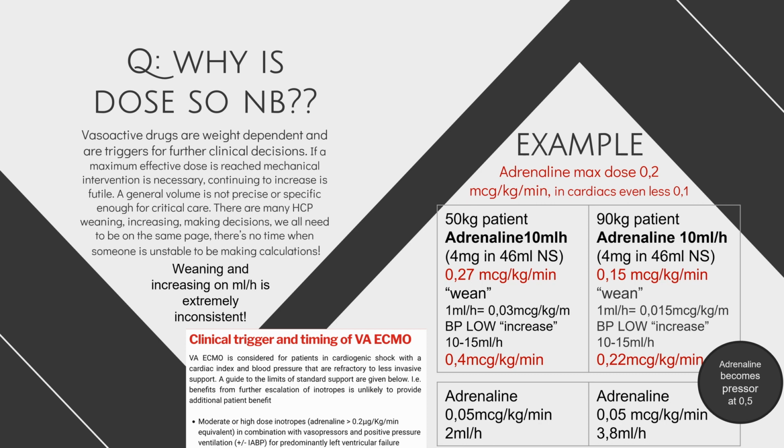Okay, so let's carry on with this example. Like I said, if you're in trouble now and your blood pressure is low and you want to increase, and you take that big jump from 10 mils per hour to 15 mils per hour on that small 50 kilo patient, you jump from 0.27 mics to 0.4 mics, which is enormous and way out of range of what is recommended for adrenaline. On the 90 kilogram patient, you'll jump from 0.15 to 0.22 mics, which is now over the recommended max as well. But you can see the difference there.